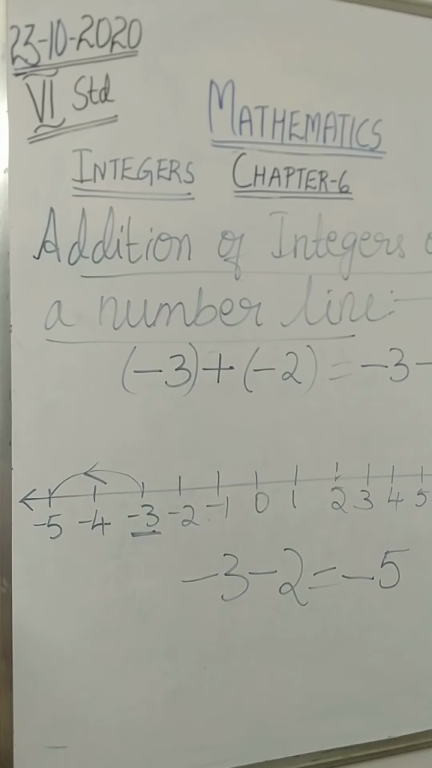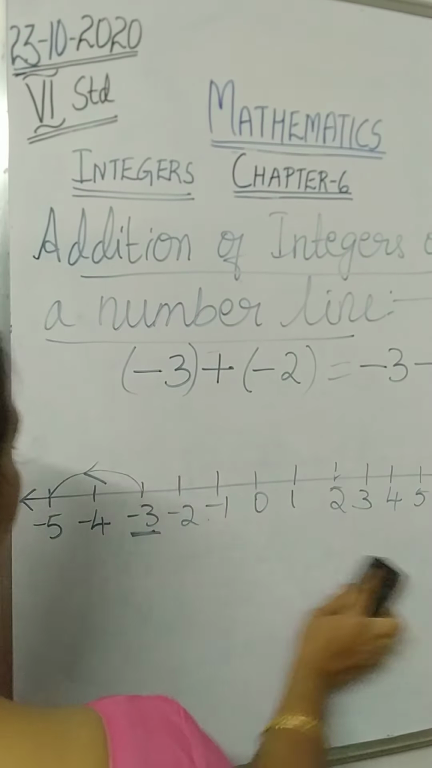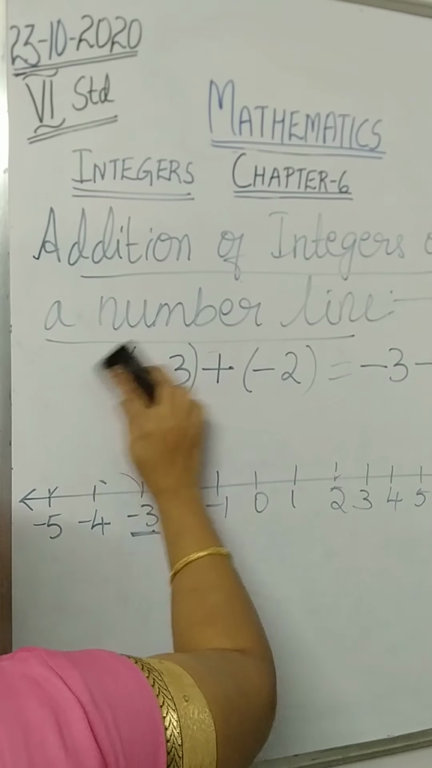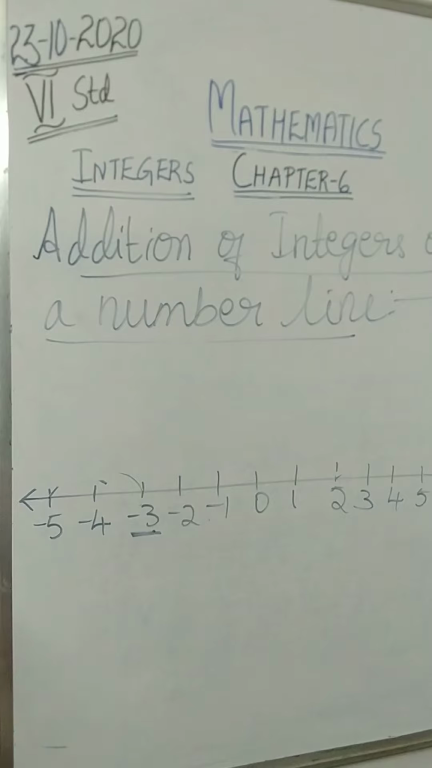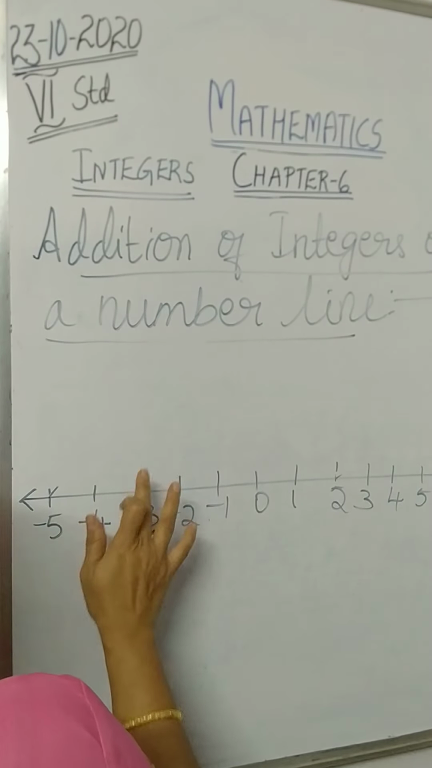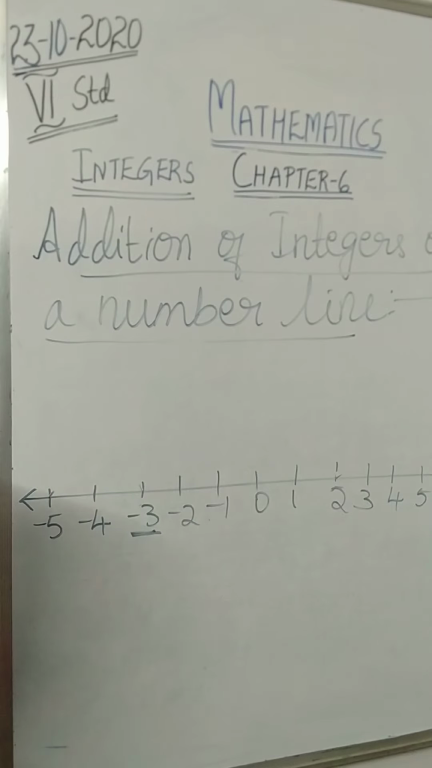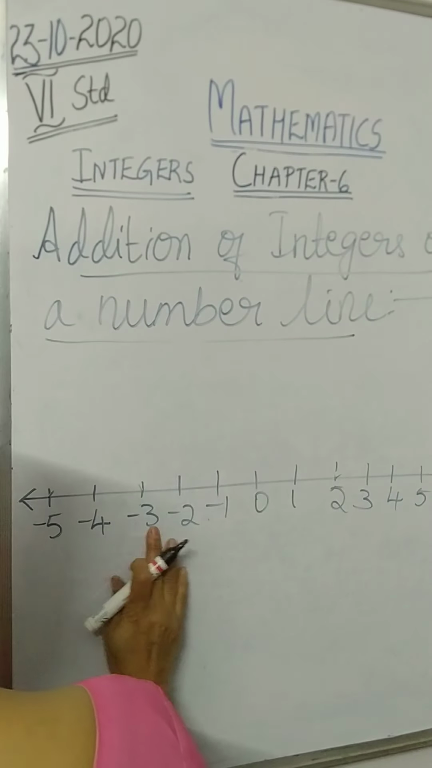Are you getting it, children? So this is the way we add the integers on a number line. It can be any number. The number can be negative or positive. Any integer you can add on a number line. Yes, there are limitations of the number line because we can't write the bigger numbers on a number line. Let us see one more example.